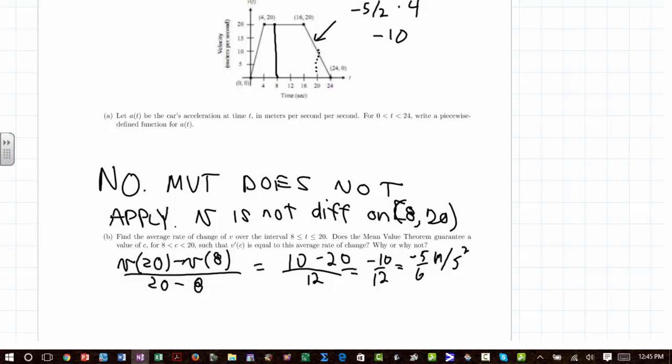And that should make sense. Yeah, we already found out the acceleration on this part was 0, the acceleration on this part was negative 5/2. Is there any place where it's equal to negative 5/6? No. But the mean value theorem says that's okay because it wasn't differentiable to begin with. All right, that's problem number 6.